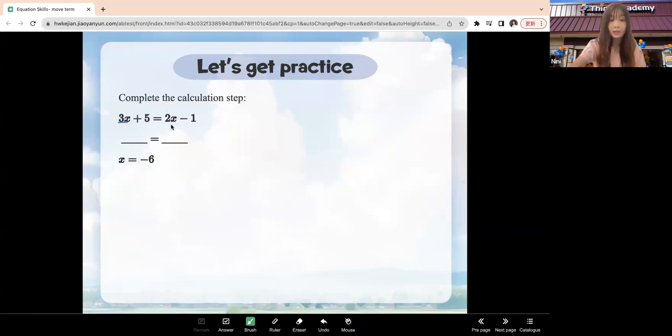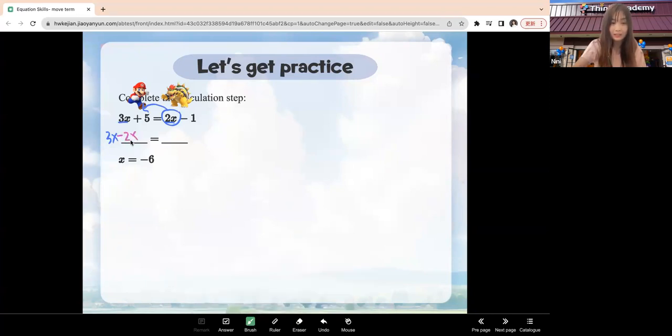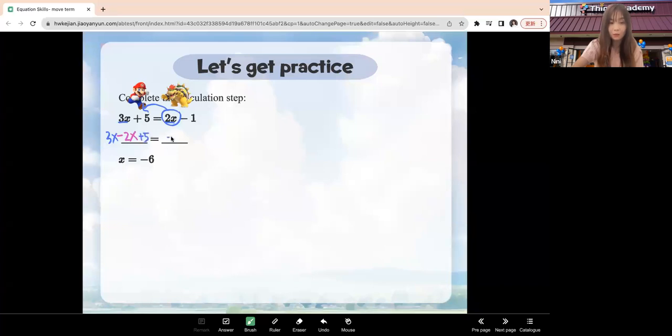So 3x and 2x are terms with variable. They are not together yet. So we want to move the 2x to the other side first. However, guys, can we do 3x plus 2x? Not really, because 2x joins the other team, right? If it joins the other team, it has to change its mind from plus 2x to become minus 2x. This step is very, very important, okay? All right, so we have 3x minus 2x plus 5 is equal to -1.